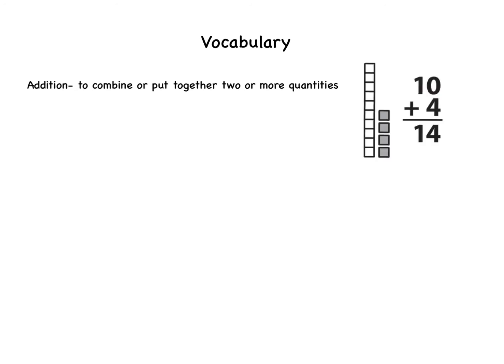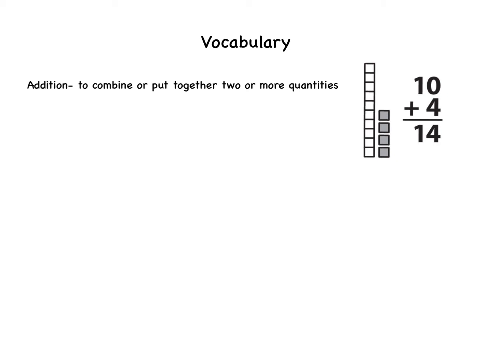Let's get started by looking at some vocab words. Our first word is addition, which is to combine or put together 2 or more quantities. When we look at our picture, we see that we have 10 units, which is represented by our long, being added to 4 single units. And we see this written vertically as 10 plus 4.